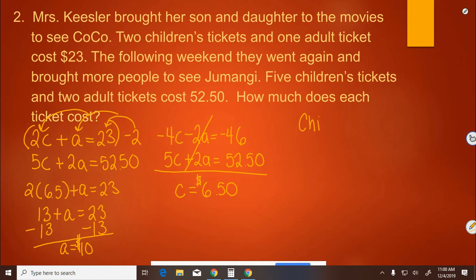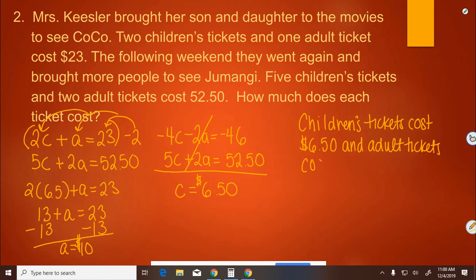Children's tickets cost $6.50, and adult tickets cost $10.